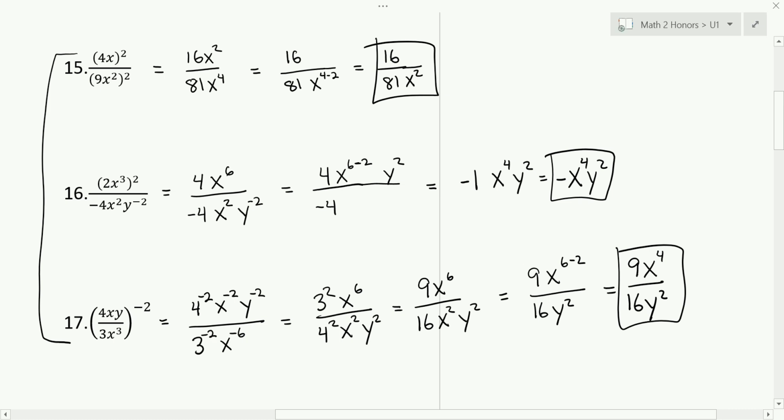3 squared is 9, 4 squared is 16. And then I could subtract these. X to the 6 and x squared have the same base, so I'm going to subtract those exponents and get 9x to the 4th over 16y squared.